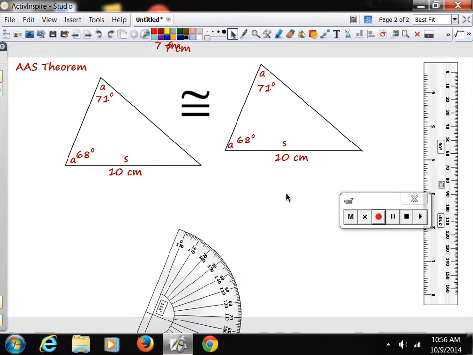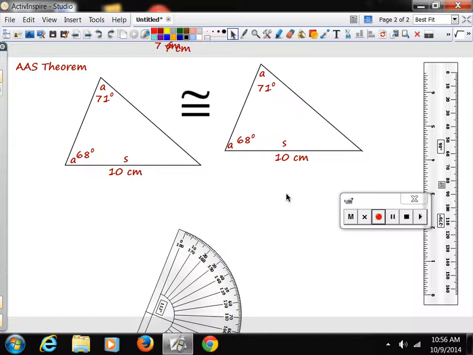Now, I need you to know one other thing here. Yes? One other thing I need you to know is that whenever you have 2 angles and any side the same, it's congruent triangles. You could have the side between the 2 angles, like we had on the other slide, or you could have the side after or before the 2 angles. The triangles have to be congruent with 2 angles and a side.